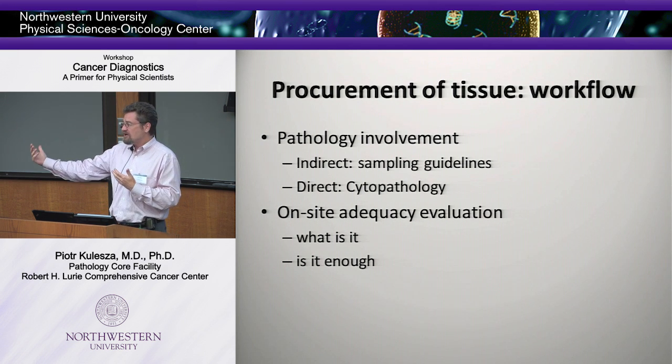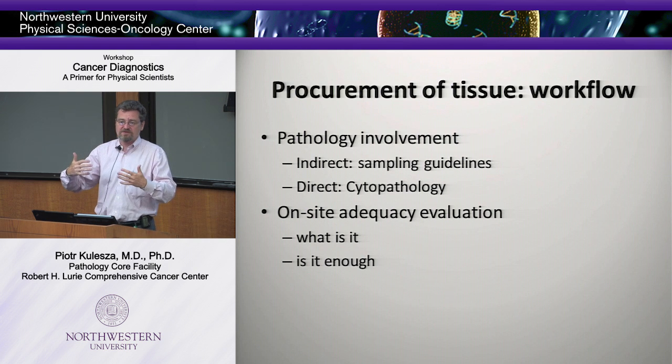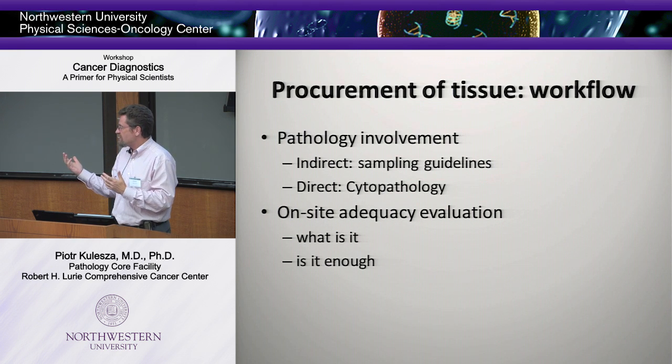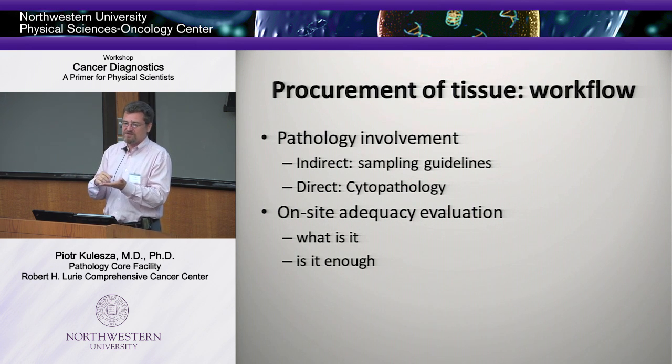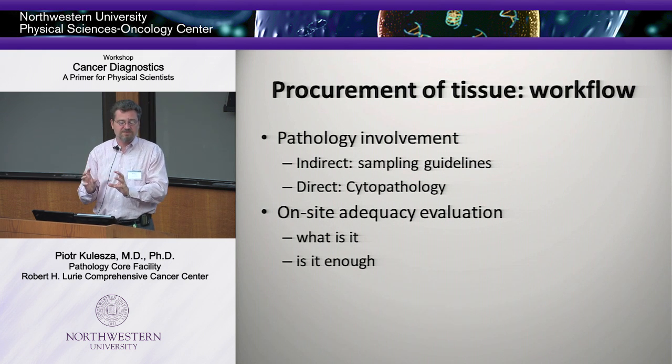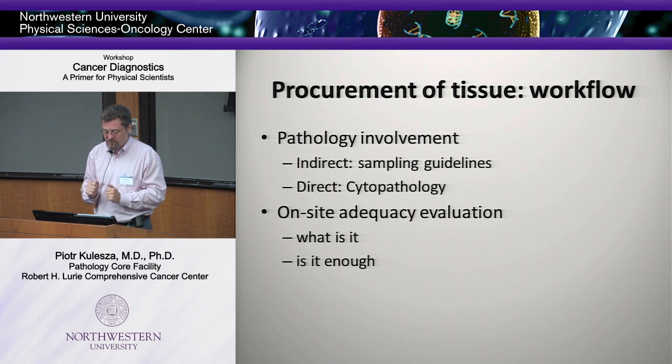The other involvement is direct, and that's where cytopathology comes in, because that is an on-site adequacy evaluation. And radiologists, interventional radiologists, and cytopathologists interact. And this is basically when I, in real time, talk to Dr. White and say, ooh, this is not from the lesion, or this is all necrotic. Or what I do is I do an on-site adequacy evaluation of that specimen. And then we both determine how many cores and what type of specimen we can get.